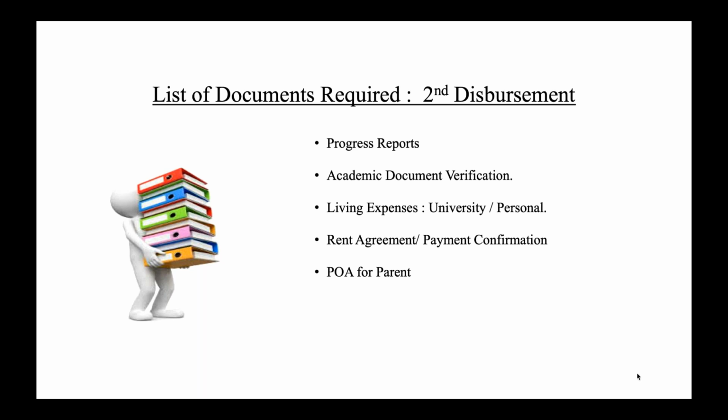There are issues which we have seen wherein the student has reached the US and his parents are unable to get the second disbursement because they have not qualified some of these criteria. Last but not the least, the one which I've already specified, it's a request email from the student. That itself is required by the bank, being sent officially from the student account to the bank account requesting for disbursal.